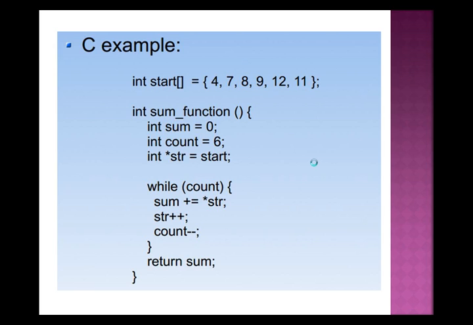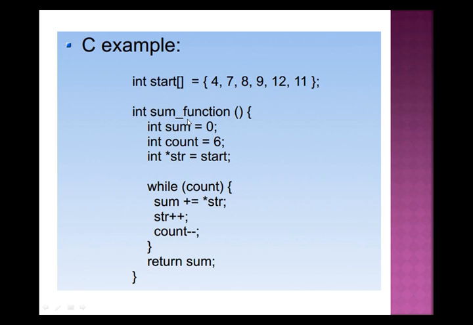Now let's see. First of all, take the array variable, that is start. How do I know this is an array variable? There is a subscript, a square bracket along with the name of the variable, start[]. So start is an array variable that takes integer values. There are multiple values stored in the start array, that is 4, 7, 8, 9, 12, 11. So there are 6 values stored in the start array.